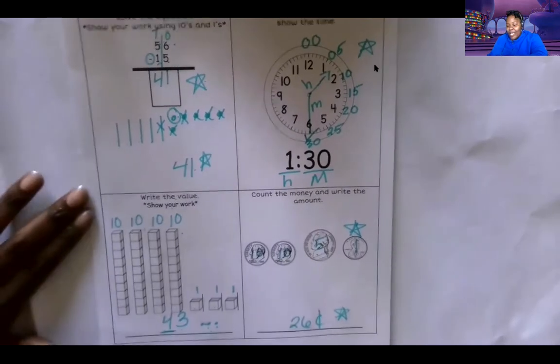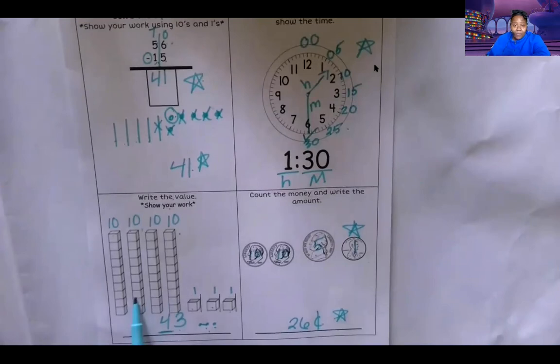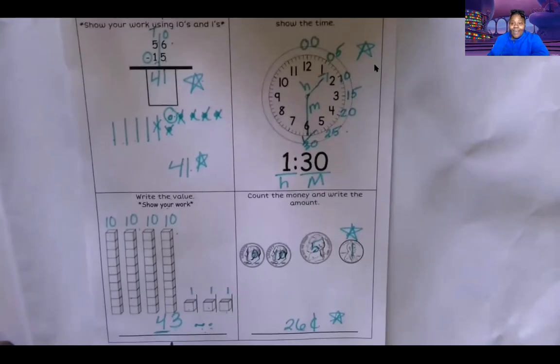So we did some subtraction. We worked on some time to the half hour. We're working on place value, and we also got a chance to work on money, and we even got an extra little lesson on odd and even numbers.